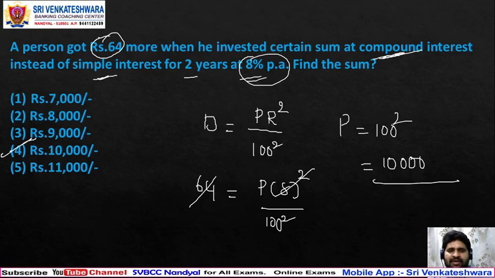I'll repeat that point. They're saying indirectly that I got 64 rupees extra in compound interest compared to simple interest. That means the difference between simple interest and compound interest is 64 rupees. The formula is D equals PR square by 100 square. Substituting, D is 64 rupees, P we have to calculate, and R is 8%. If I solve that, I'll get the answer. Clear? Next one.